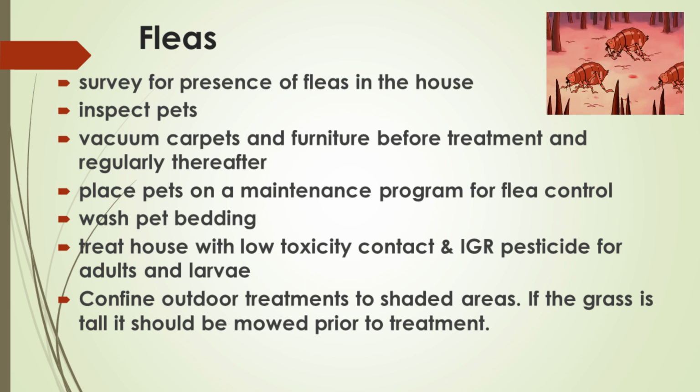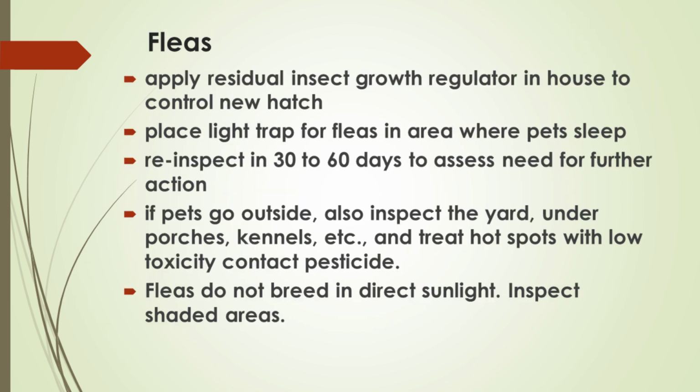Confine outdoor treatments to shaded areas. If the grass is tall, it should be mowed prior to treatment. Fleas. Apply residual insect growth regulator in house to control new hatch. Place light trap for fleas in areas where pets sleep. Reinspect in 30 to 60 days to assess need for further action. If pets go outside, also inspect the yard, under porches, kennels, etc., and treat hot spots with low toxicity contact pesticides. Fleas do not breed in direct sunlight.